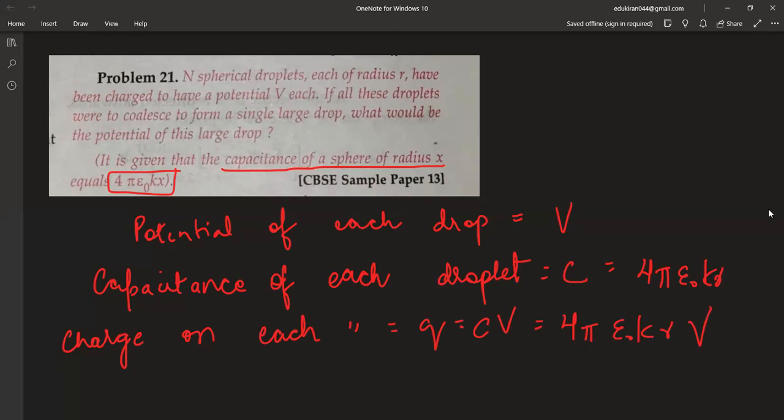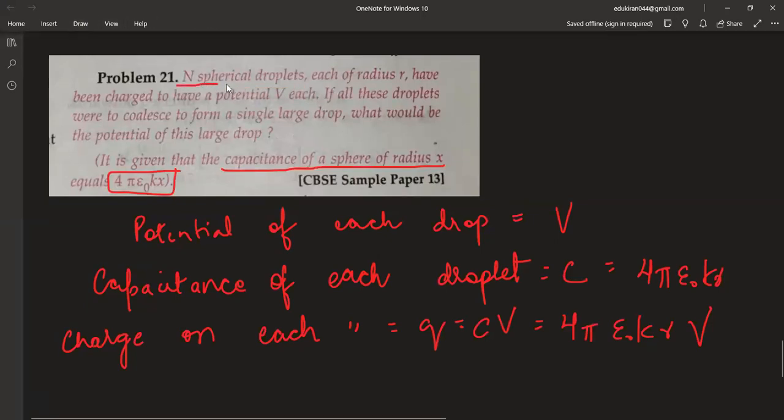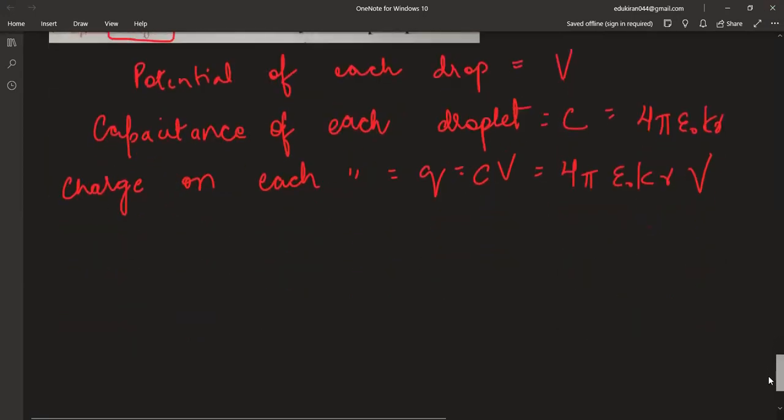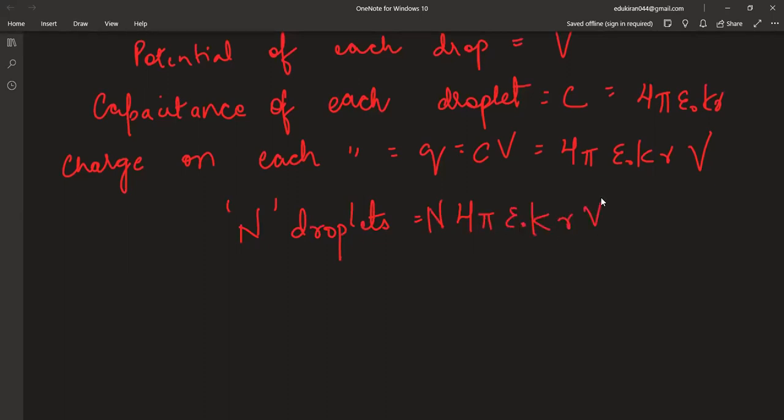So what is the total? Let's say n number of droplets are present. Because n is already given in the question, n spherical droplets, we cannot leave it like this. Understood? In this question, it is already mentioned n spherical droplets, each of radius r. So for n droplets, this is given as n into 4 pi epsilon naught k r into V.